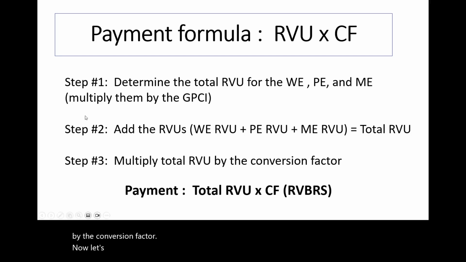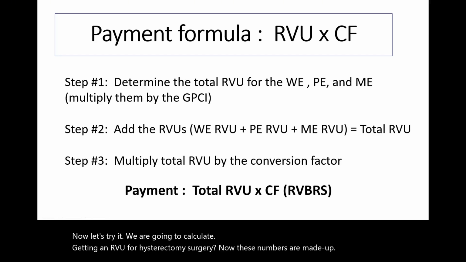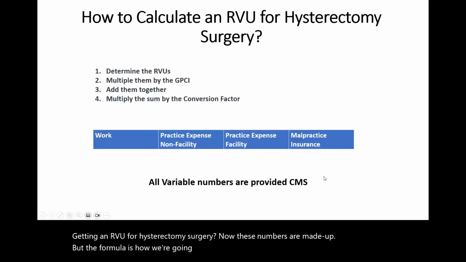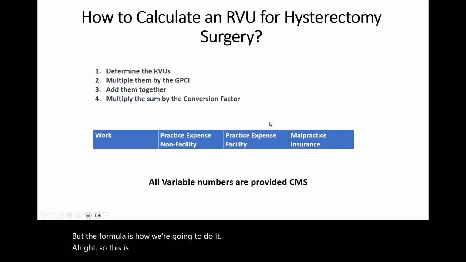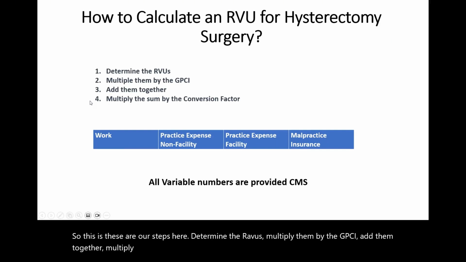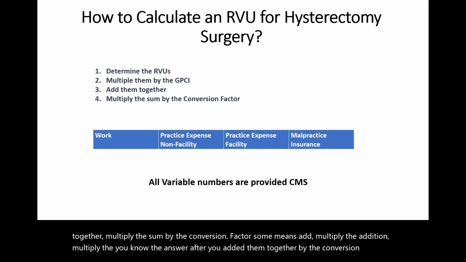Now let's try it. We are going to calculate an RVU for hysterectomy surgery. Now, these numbers are made up, but the formula is how we're going to do it. All right, so these are our steps here. Determine the RVUs, multiply them by the GPCI, add them together, multiply the sum by the conversion factor. Sum means add. Multiply the answer after you added them together by the conversion factor.